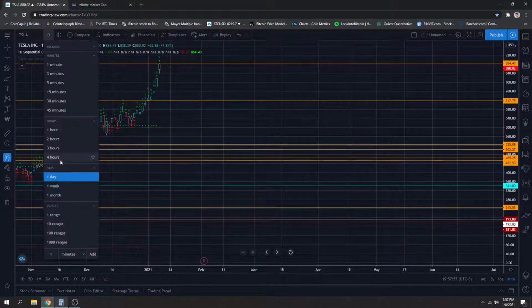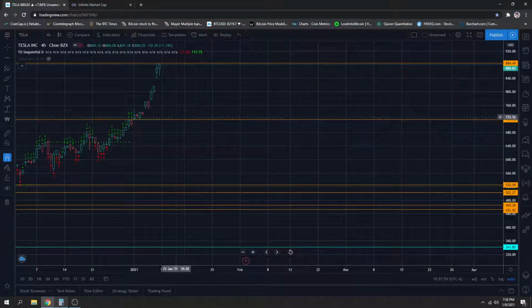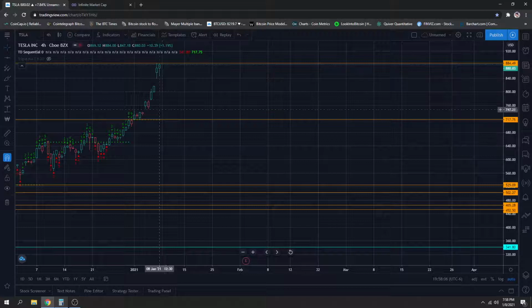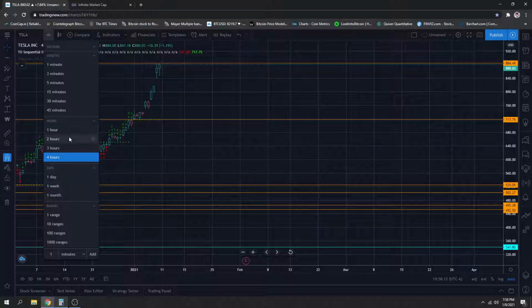On the 4-hour, yeah, so we're on the 9. Maybe, yeah. So 835 would be the low of this 9. There's a gap here. It could probably fill that gap. So there is significant support right here at 717. But let's start bringing in some indicators.